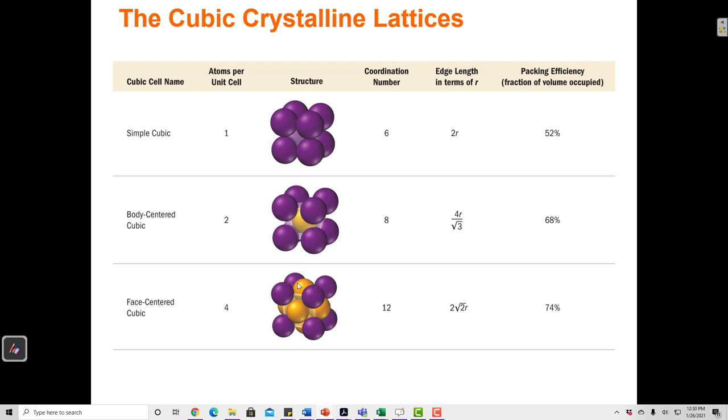Now there's one gold atom on average for every four corner atoms. What that means is that every atom in a face-centered cubic is next to 12 other atoms. The edge here, again, there's more geometry, but we can determine that this edge here is 2 times the square root of 2r. And the packing efficiency here is even greater. We filled up even more of that empty space with matter, and now the packing efficiency is 74% matter and 26% empty space when we pack the atoms like this.